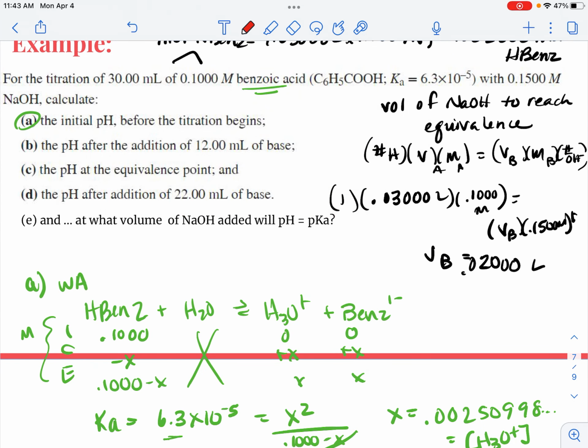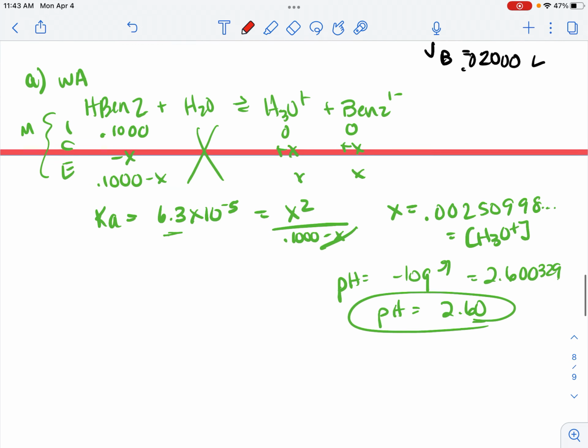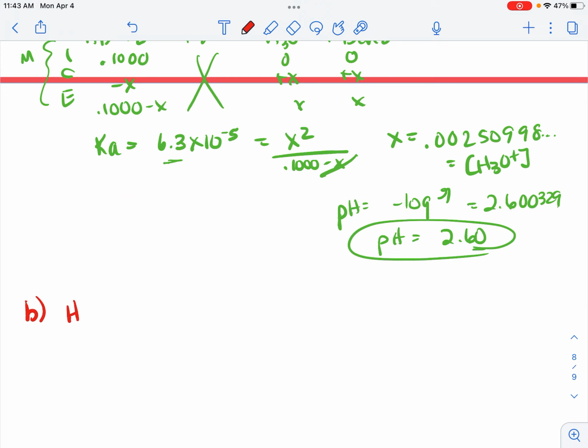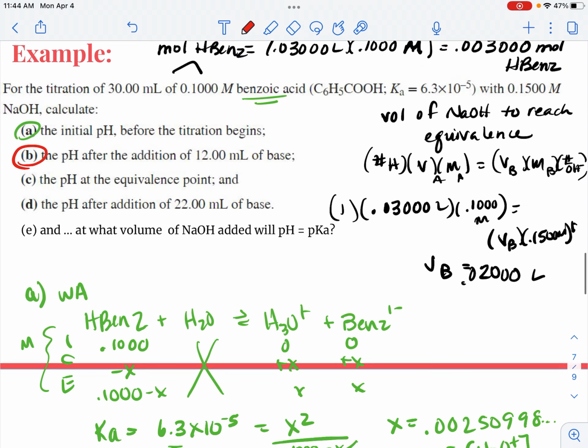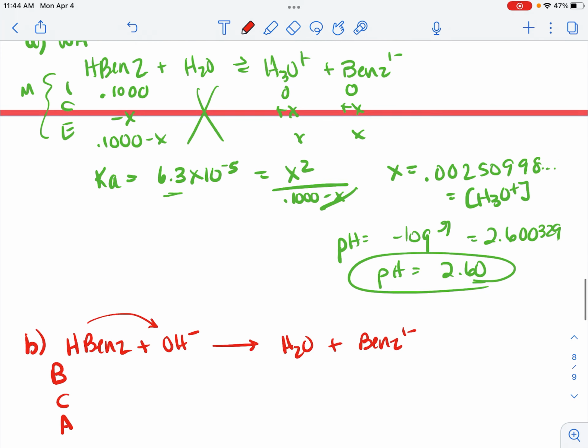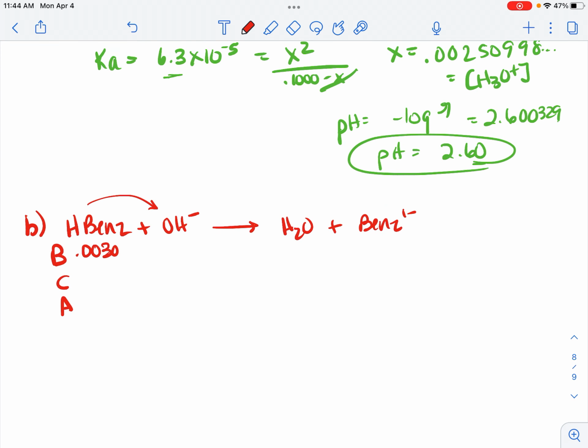Now it's going to get a little harder. So now I'm going to add the base, and I'm going to add 12 milliliters of the base. So this is a one-way equation, and I'm going to write my benzoic acid that was in my flask plus the OH minus. It's one way because that's strong, and that's going to give me water plus the benzoate ion because the hydrogen will transfer this way. I need to know BCA so that I can figure out what's left in my flask. I already figured out that I started with 0.00300 moles of benzoic acid. This has got to be in moles.